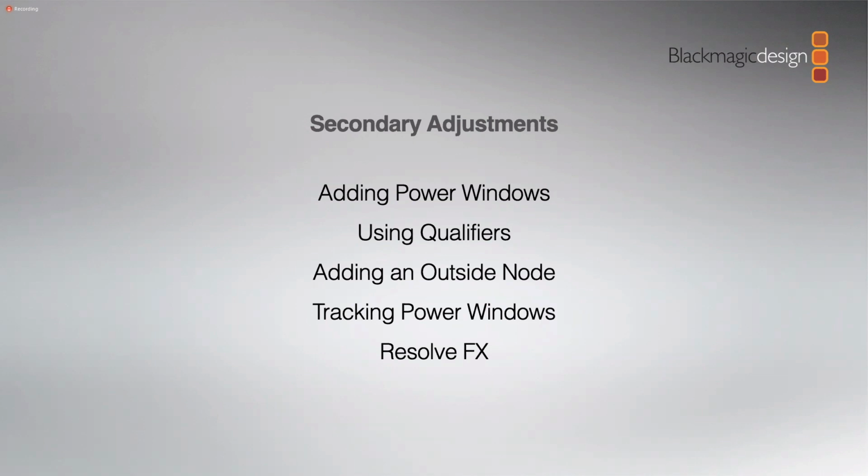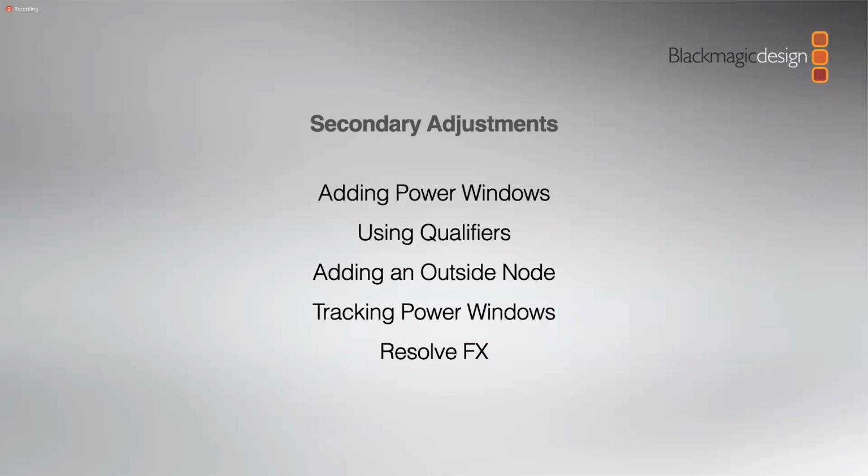We'll also look at how you can affect both the inside and the outside of a selection that you're making using a particular node called the outside node. So this is the second type of node that we're going to look at in this session. And finally, we're going to look at how you can then track power windows, and also how you can incorporate some of the Resolve effects that we were looking at in the edit page yesterday into our grades as well. So that's what we mean by secondary adjustments. How do we target a portion of the image so that we can adjust that section of it?